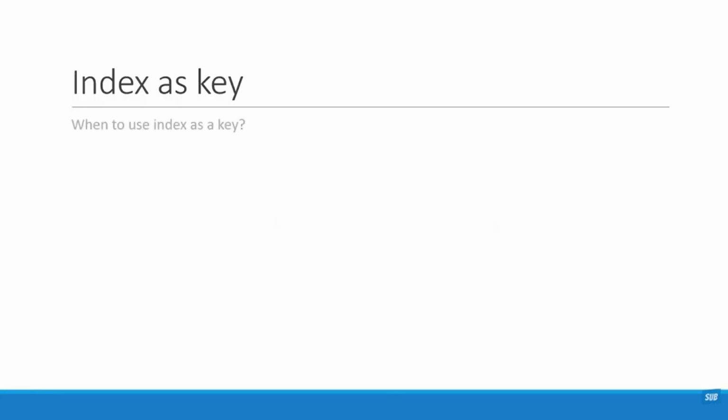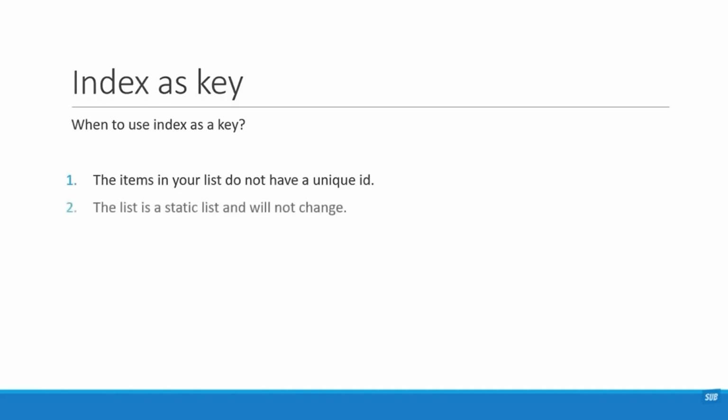Now you might have a question. If using the index as key results in such issues, why do so many articles or videos do that? Well, it turns out you can use the index as a key, provided your list satisfies certain conditions. The first condition is that the items in your list do not have a unique ID. If the items do have a unique ID, always go with that. The second condition is that the list is a static list and will not change. For example, you are never adding items to the list or removing items from the list. Finally, the list will never be reordered or filtered. For example, sorting based on a column value or filtering based on user inputs.